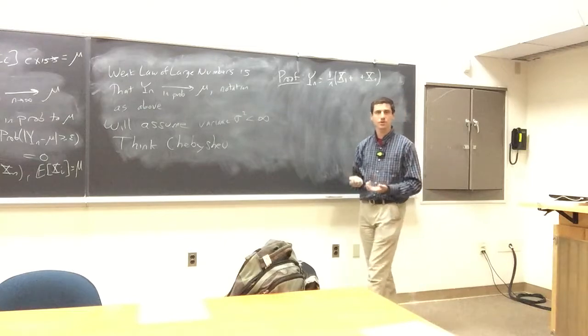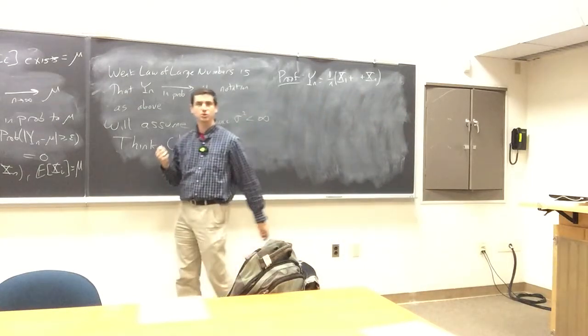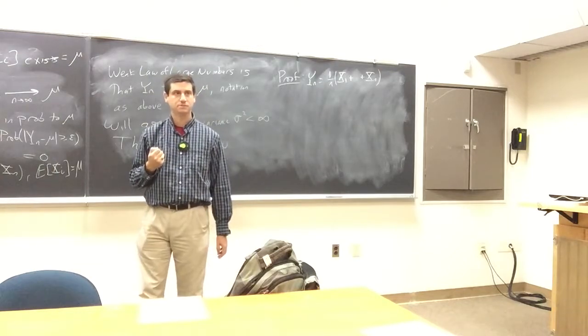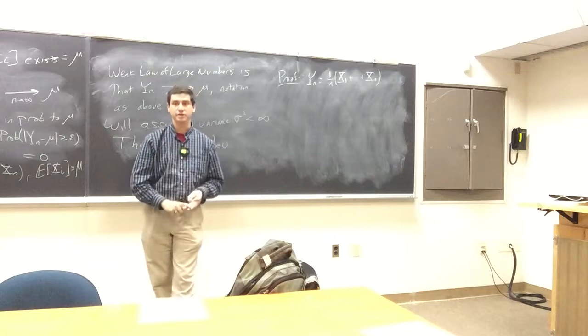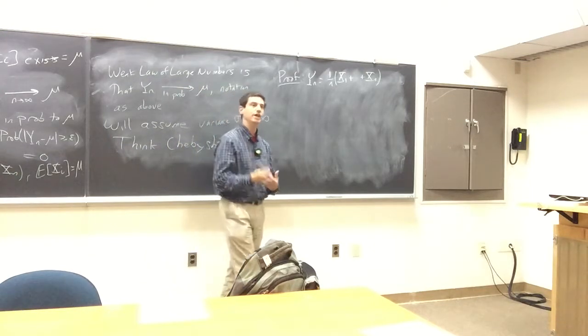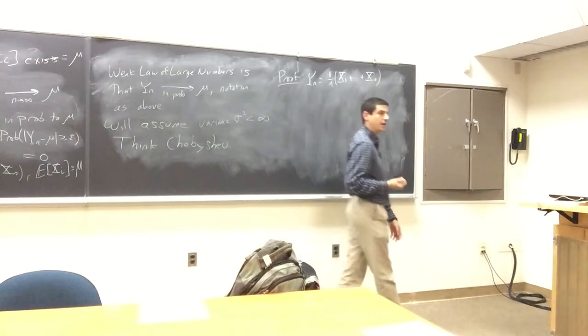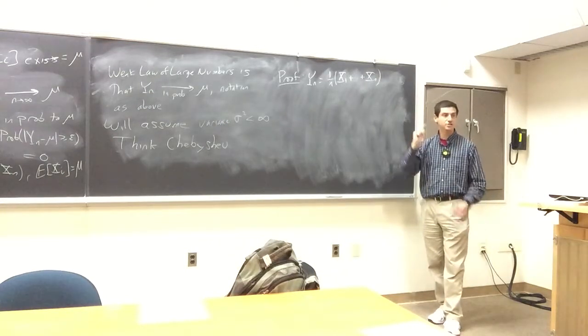If I'm going to use Chebyshev, I'm going to try to apply Chebyshev to Yn. What two ingredients about Yn do I need if I'm going to apply Chebyshev? Its mean and its variance. A lot of these proofs write themselves. As soon as you start asking the right questions and start going down the right path, it becomes natural what to do. If I'm going to use Chebyshev, I need to know the mean and the variance.